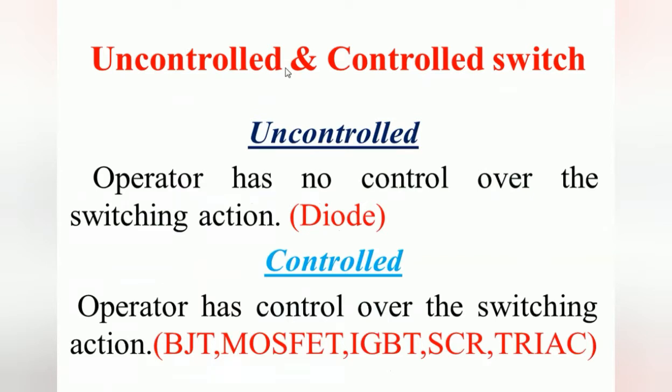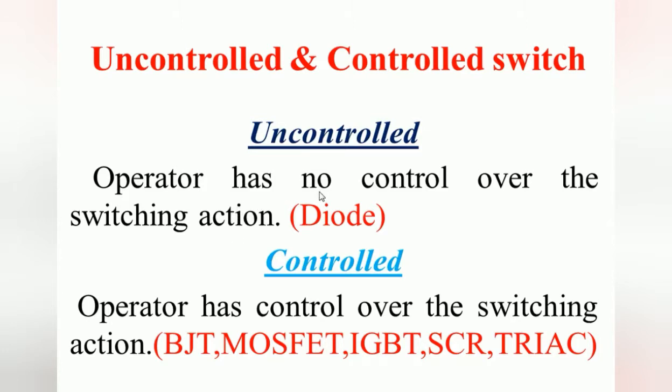Next is the uncontrolled switch and the controlled switch. An uncontrolled switch means the operator has no control over the switching action. Only the supply is responsible for controlling the switch, that is, the on and off of the switch is controlled by the supply only. The operator has no responsibility to switch the device on or off.